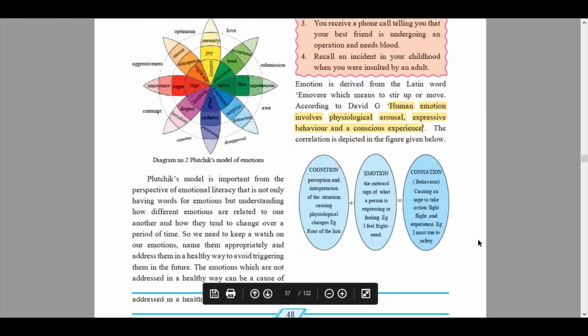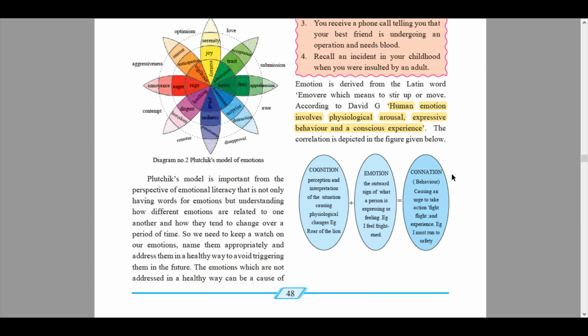The correlation is depicted in the figure given below. Now just remember that this is very important. This is asked and repeatedly asked every time. Cognition, perception and interpretation of the situation cause physiological changes. Example, the roar of the lion. This is our cognition.